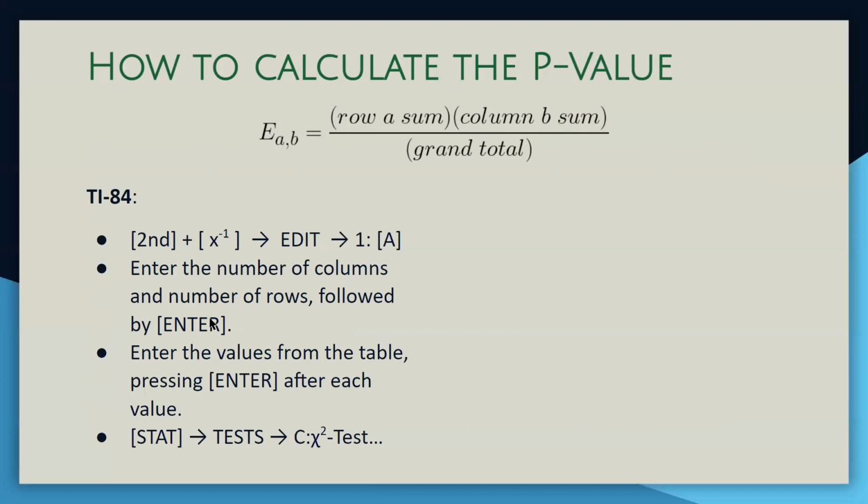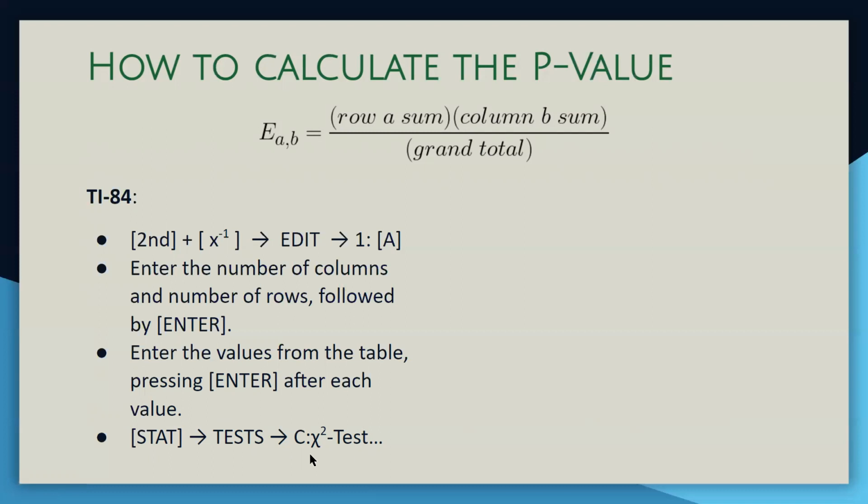And then you're going to press enter after you've done that, and it's going to move you into the matrix. And then you're just going to enter the values from the table, pressing enter to move to the next value. Once you've entered that last value, you go back to your stats menu over to test, and you look for option C, the chi-squared test.